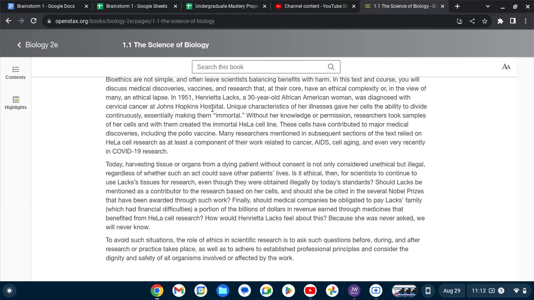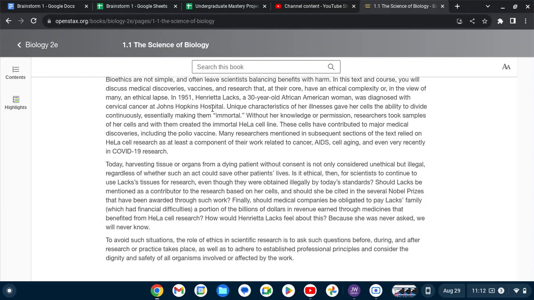In 1951, Henrietta Lacks, a 30-year-old African American woman, was diagnosed with cervical cancer at Johns Hopkins Hospital. Unique characteristics of her illness gave her cells the ability to divide continuously, essentially making them immortal. Without her knowledge or permission, researchers took samples of her cells and with them created the immortal HeLa cell line. These cells have contributed to major medical discoveries, including the polio vaccine.